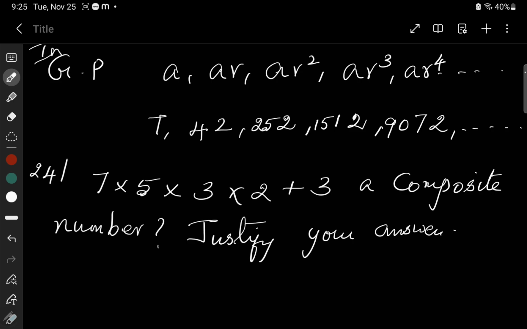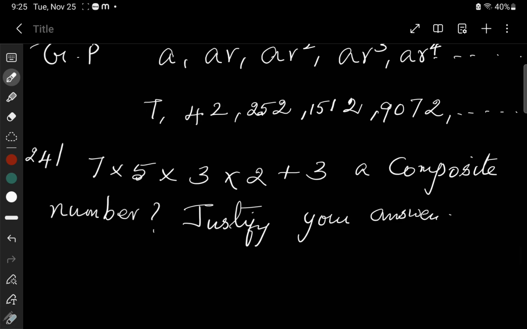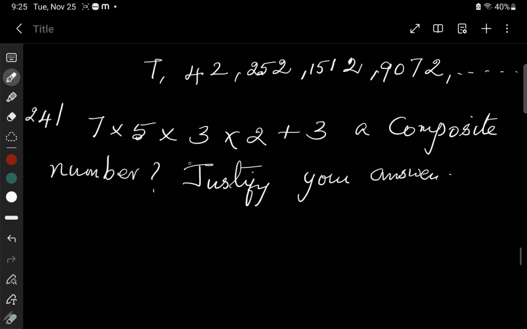See the next question. 7 into 5 into 3 into 2 plus 3. So this is one term plus 3, a composite number. Justify your answer. So they say that the sequence of terms is multiplied: 7 into 5 into 3 into 2, a single term. All the 4 numbers are multiplied and you get a single number, plus 3. You have to show this is a composite number.